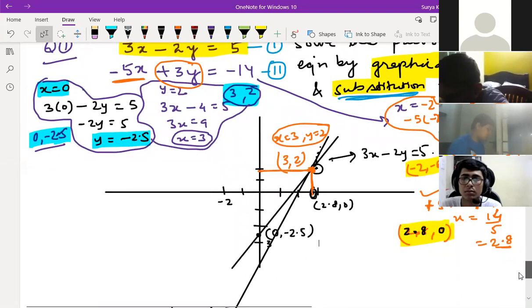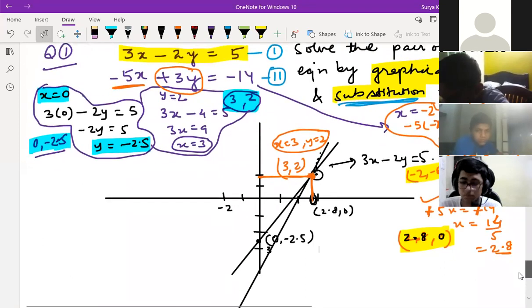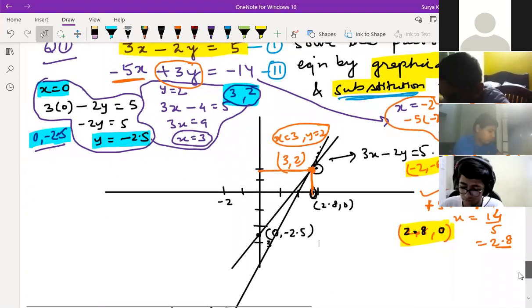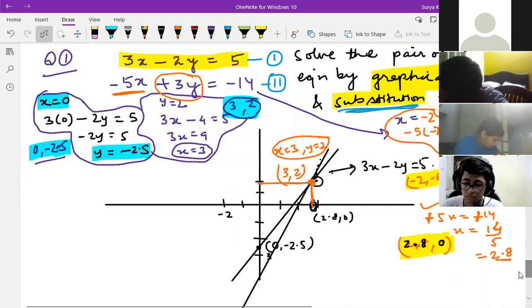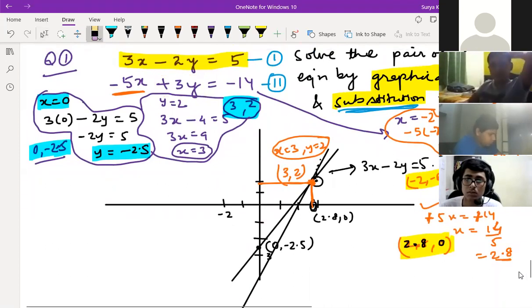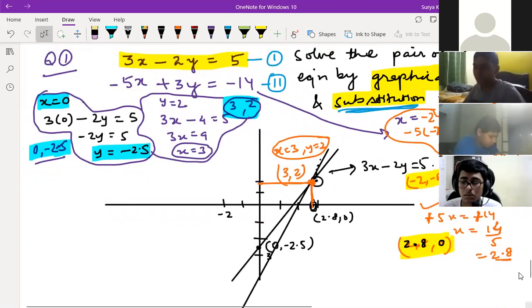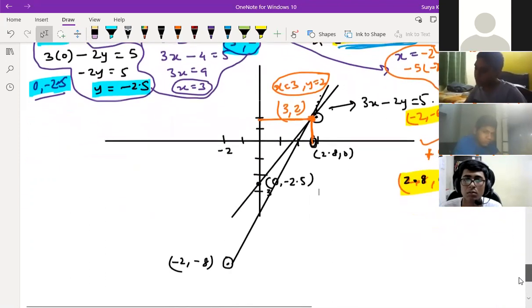Now you try to do it by the substitution method, children. Same question. Sir, if we do it and get the value as 5 is equal to 5, sir, then what? Where do you get 5 is equal to 5 in the substitution method? 3x minus 2y is equal to 5, sir. Wait, same question, let me write it here.